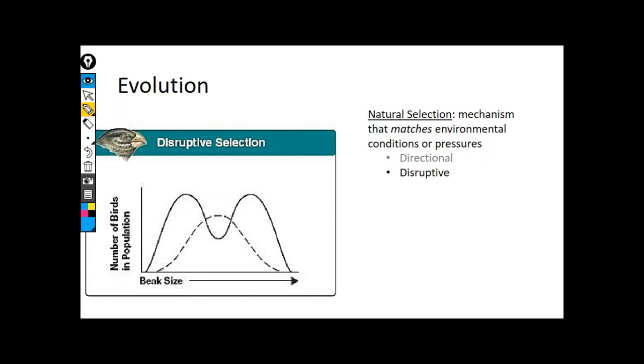Disruptive selection. Okay. So here's an option. This is one we haven't probably talked about in any classes before. But this would be an option where whatever's going on, you're going to see divergence in sizes.